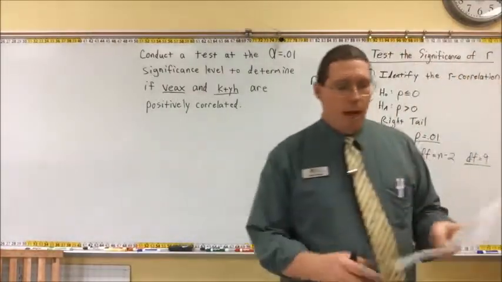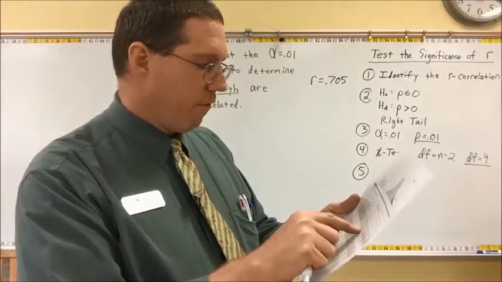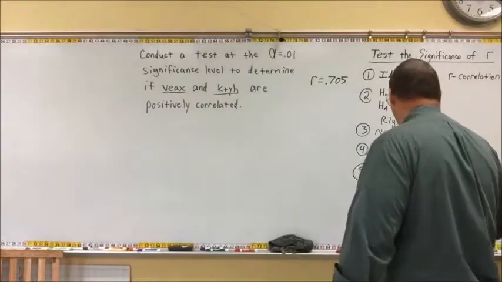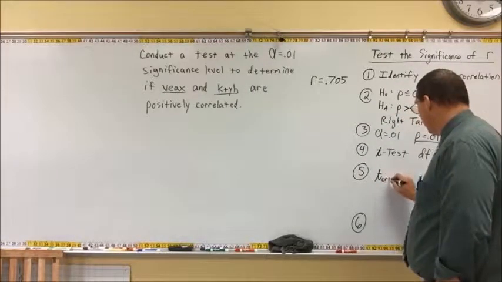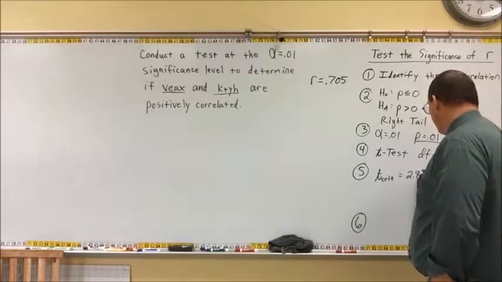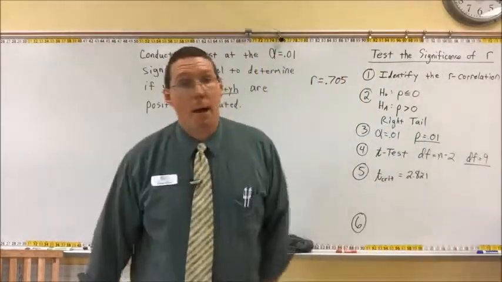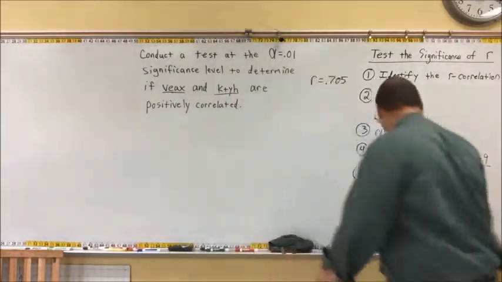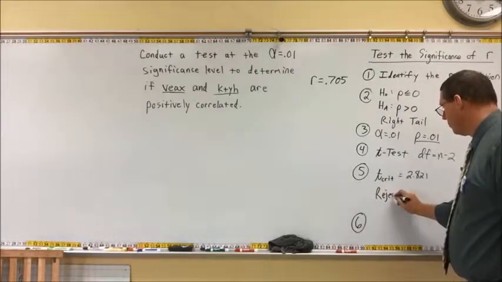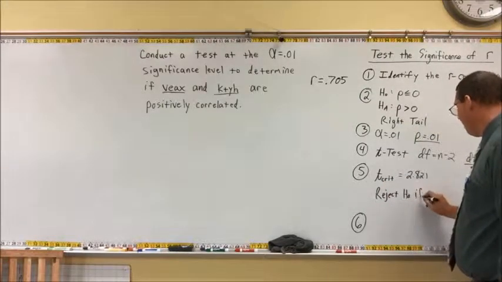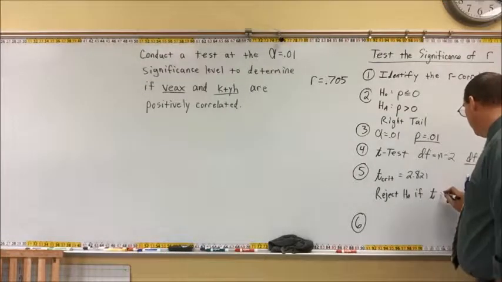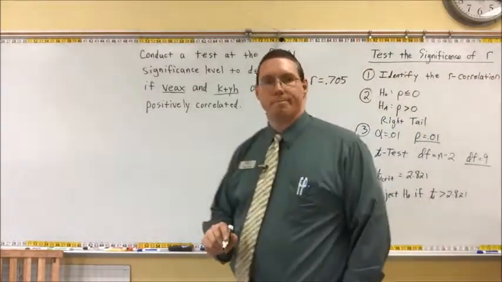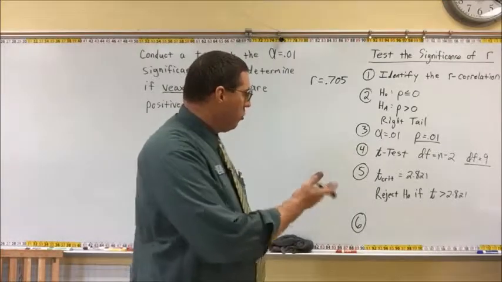So let's go to the 0.01 column in our t-chart. Let's go down to degrees of freedom 9, and I see 2.821. So the critical t-value is 2.821, and it's positive. Why is it positive? Because we're doing a right tail test. And so our decision rule is going to be to reject the null hypothesis if our calculated t-value is greater than 2.821. Okay? So now we have a decision rule, we have a critical t-value.